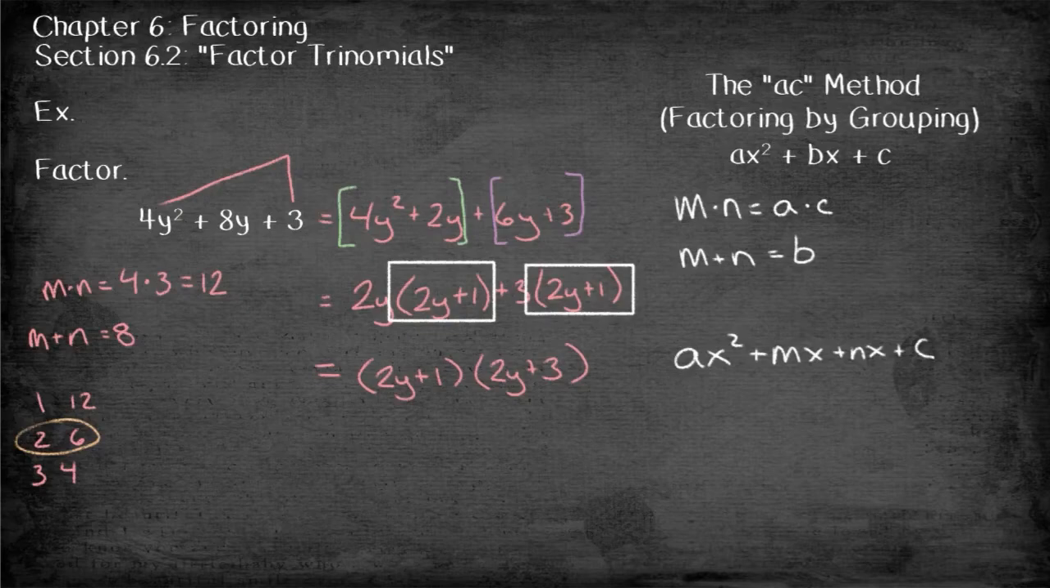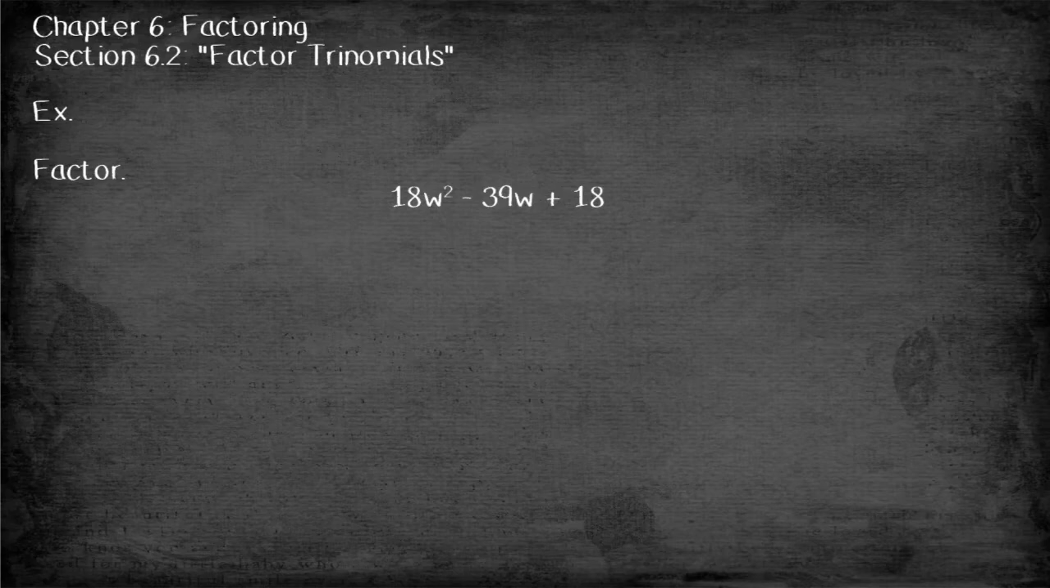All right, one more example. Promise it's the last one. We have 18w squared minus 39w plus 18. I want to do the same thing here. I want m times n to be equal to 18 times 18, which is equal to 324.